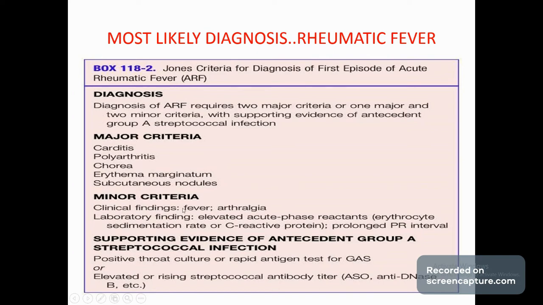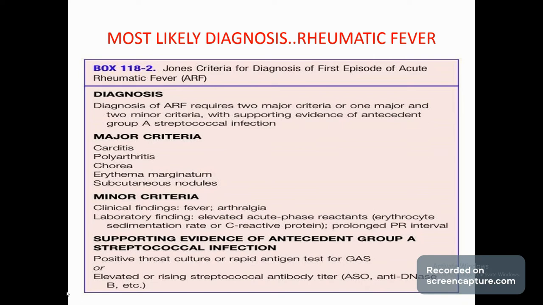The minor criteria will be fever and arthralgia clinically, and in the lab findings the acute phase reactants will be increased, like ESR, C-reactive protein, leukocytosis, and prolonged PR interval, and echocardiographic changes were also added in 2020 in the new criteria, the Jones doubly modified criteria. So one major and two minor criteria should have evidence of an antecedent group A streptococcal infection. Otherwise, you will not be able to diagnose rheumatic fever. In our country, a positive throat culture or the ASO titer are commonly used investigations. Other investigations are anti-DNase antibody or anti-hyaluronidase antibody, which are not available in this part of the world.